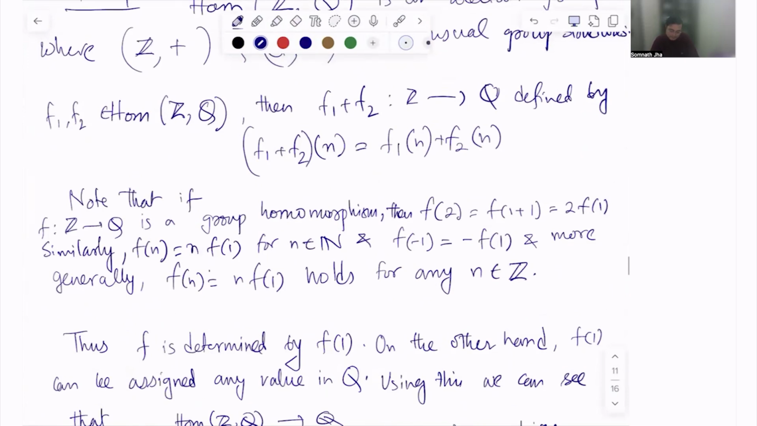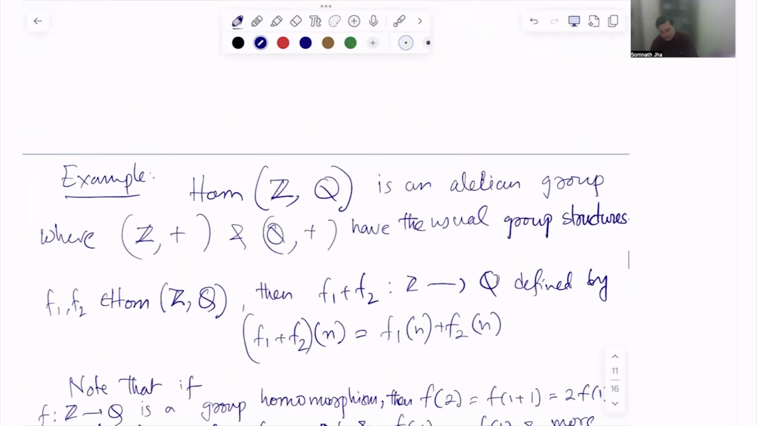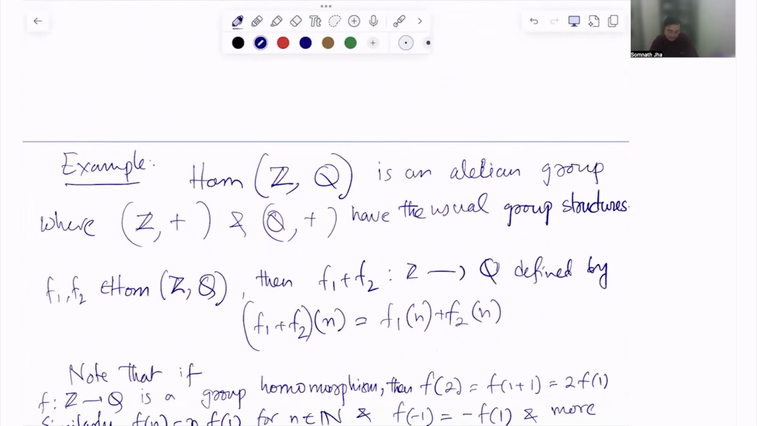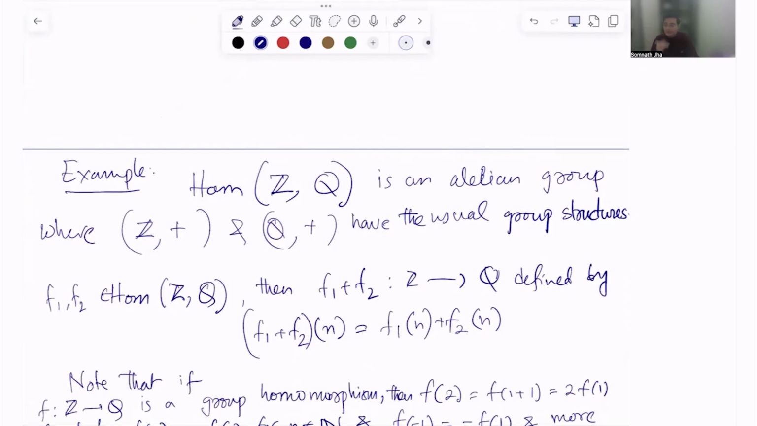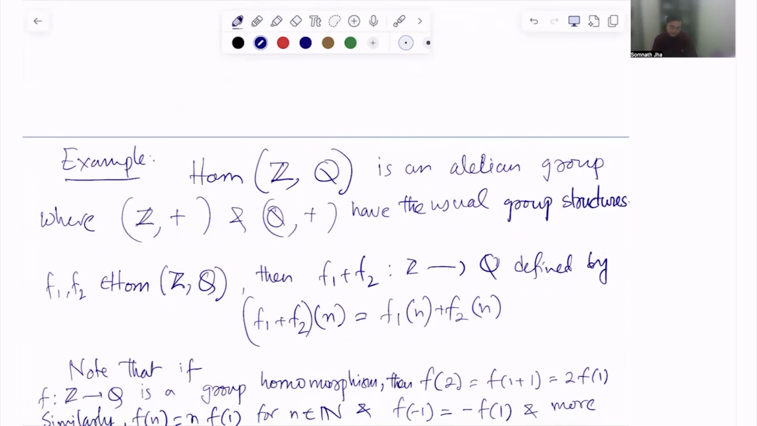Now let us try to understand what this group actually is. What are the elements in this group? The elements are group homomorphisms from Z to Q. Given two groups, there is always a homomorphism, for example, you send everything to 0. Let's say F is a group homomorphism. Then what is the value of F of 2? 2 can be written as 1 plus 1, and since it's a group homomorphism, it is F of 1 plus F of 1. So it is 2 times F of 1.